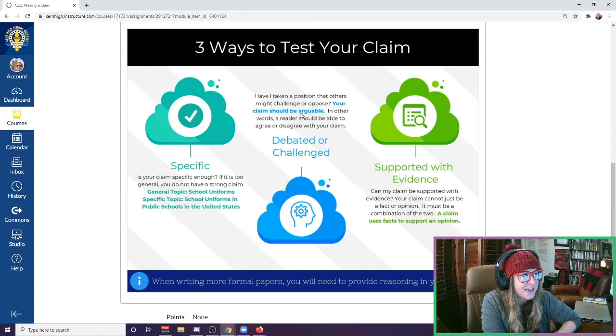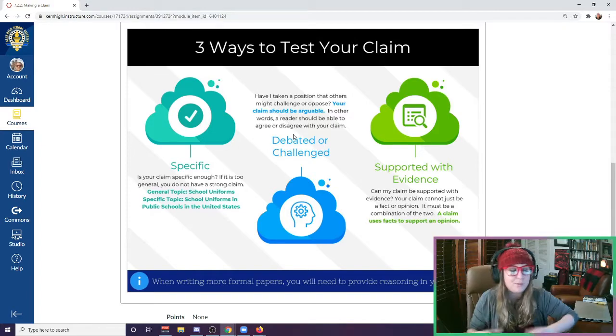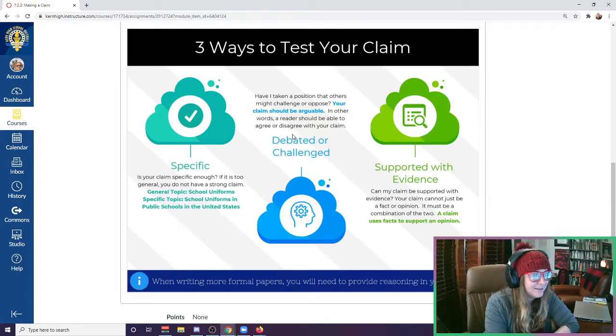You want to make sure that your position is arguable. In other words, a reader should be able to agree or disagree with you, which I know can be a scary thing, having people disagree with us. But in an academic setting, that's how we learn the most, by arguing with people, respectfully.